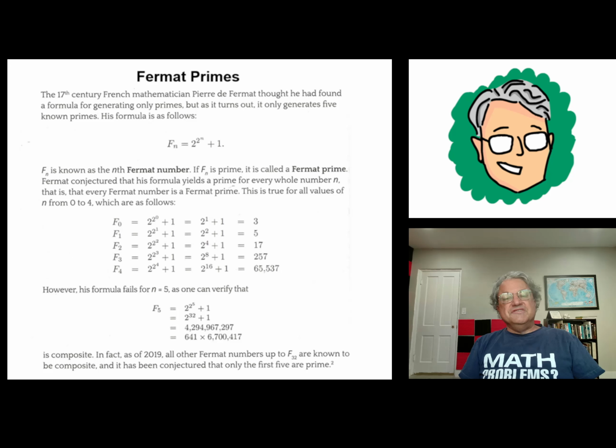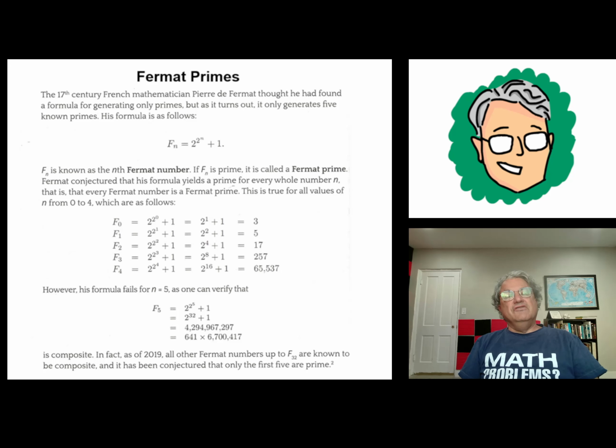Pretty easy to see. What happens when we plug in 1? Well, then we get 2 to the 1 plus 1. 2 to the 1 is 2. So now we have 2 squared plus 1. 2 squared is 4, so 4 plus 1 is 5. Again, 5 is prime. So far, so good.